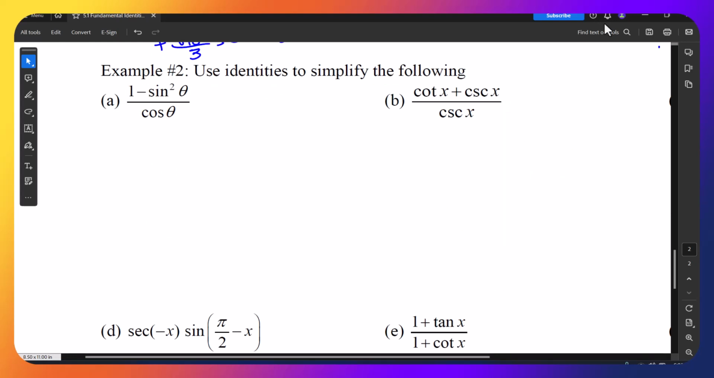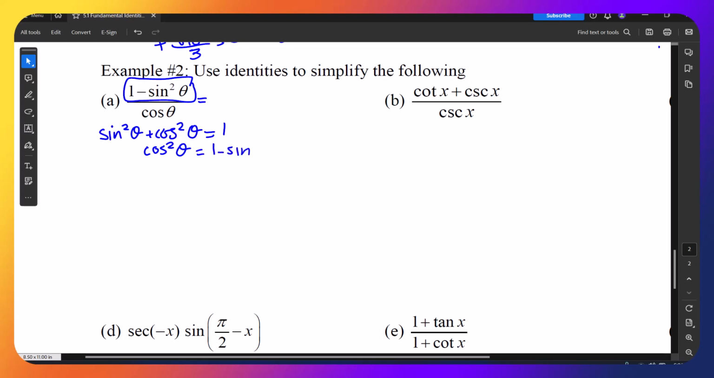Moving on to example 2, letter A. Now we're going to use the identity to simplify given expressions. I automatically see that this numerator is dealing with the Pythagorean identity, which says sine squared plus cosine squared equals 1. I'll rewrite this for reference. So if I want to see this as 1 minus sine squared, that means I'm really rewriting this in terms of cosine squared.